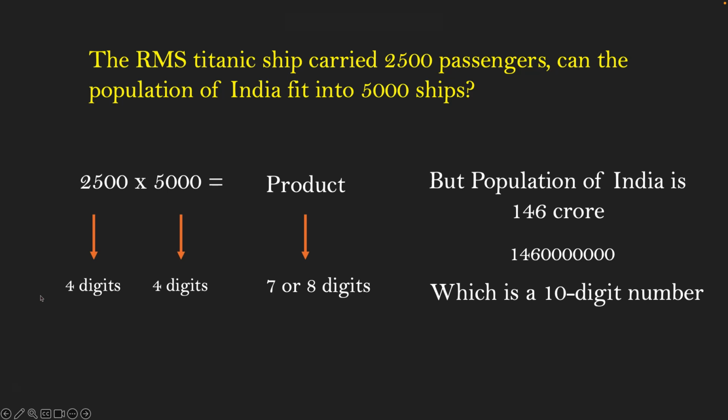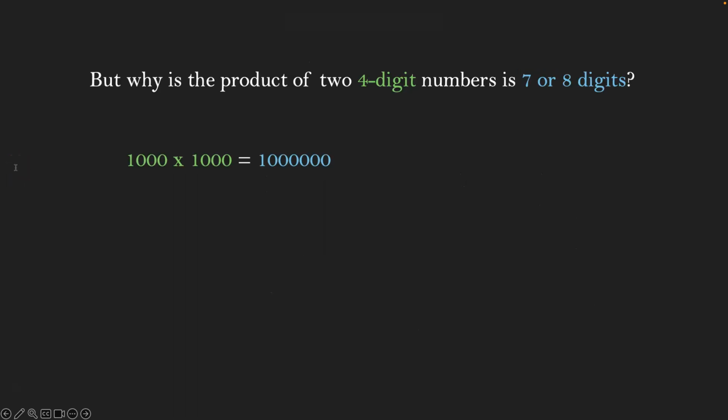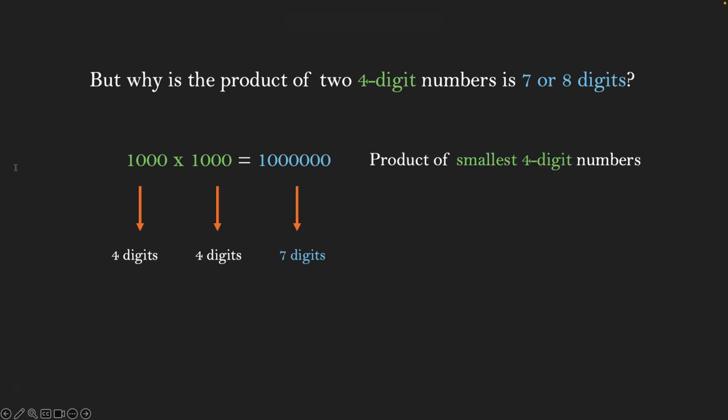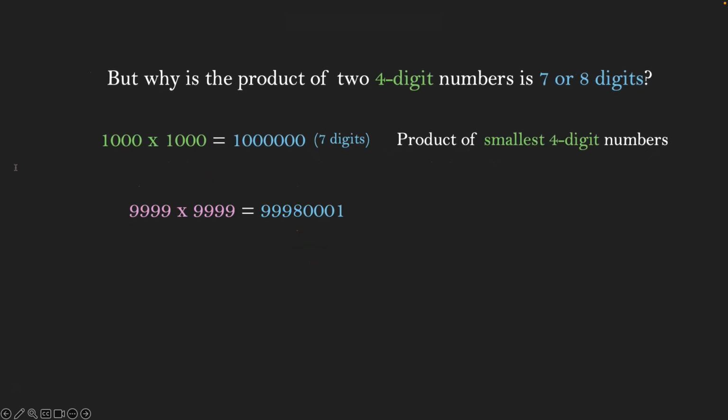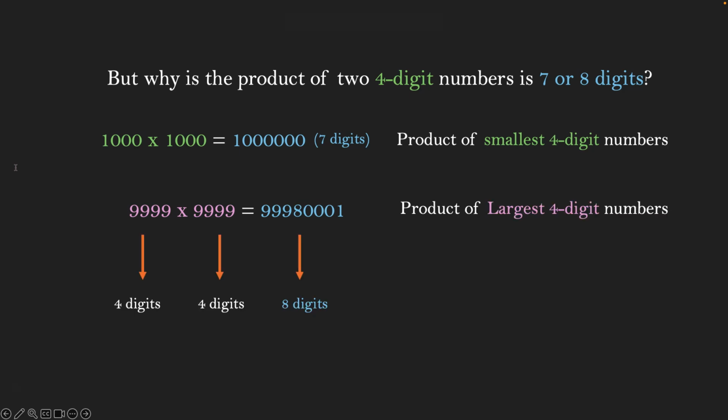But how do I know that the product of two 4-digit numbers is either going to be a 7 or 8-digit number? To find out the answer, we write 1000 times 1000, which is basically a product of two smallest 4-digit numbers. And in this case, we see that the product is 10 lakh, which has 7 digits. Similarly, we take the largest 4-digit numbers and multiply them together to get 9 crore 99 lakh 80,001. And this product has 8 digits.